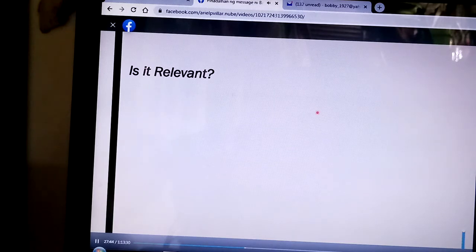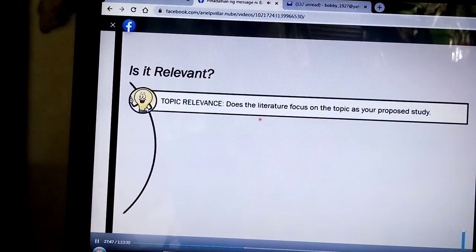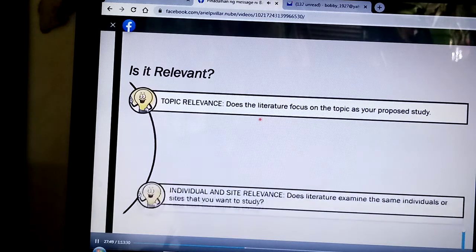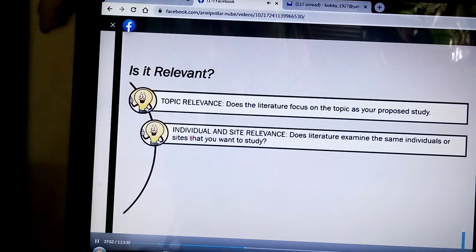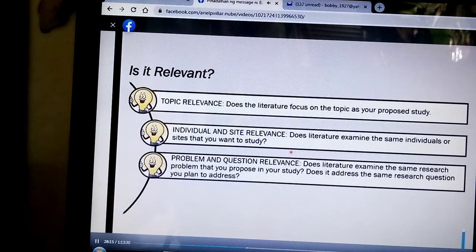Is it relevant? Okay, makabuluhan ba? May silbi ba? Okay, topic relevance. It is actually relevant to your topic. Relevant ba siya with regard to the scope of your study, yung individual and site relevance? Mas maganda kung yung review of related literature is contextualized according to your locality, okay, in the context of the Philippines, in the context of your city, or in the context of your school, mas maganda. Is it relevant according to what? Connected to your problem and research questions.